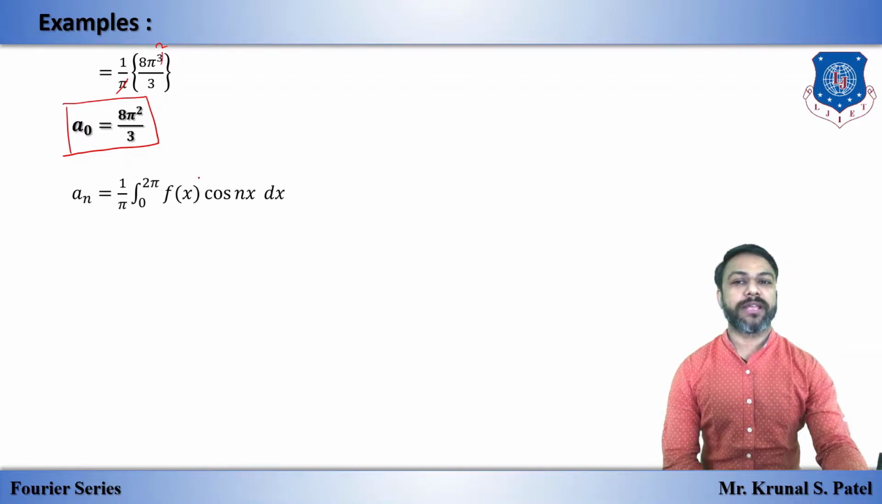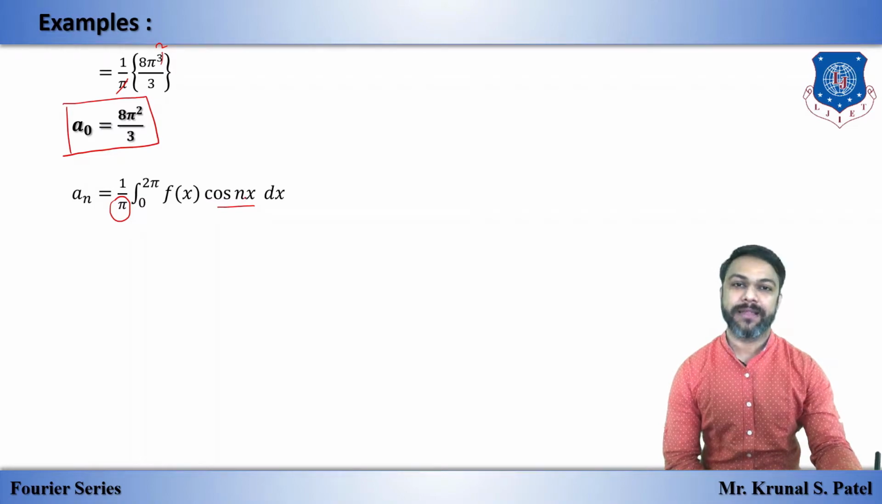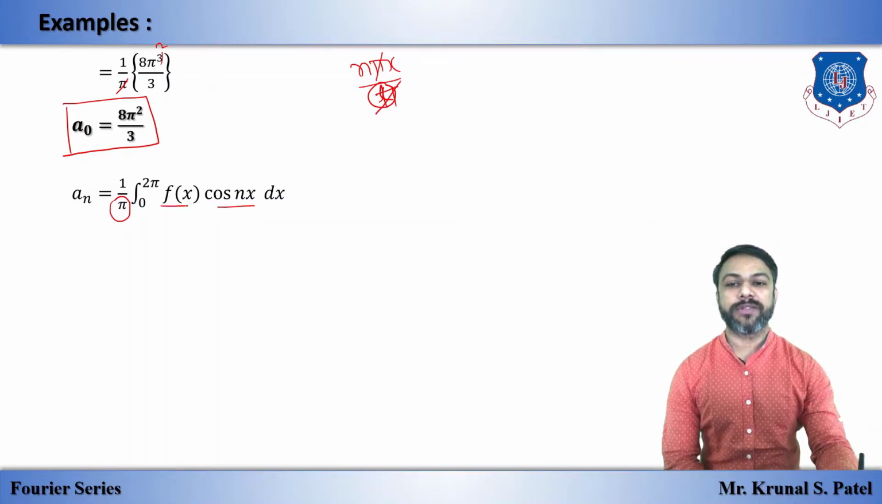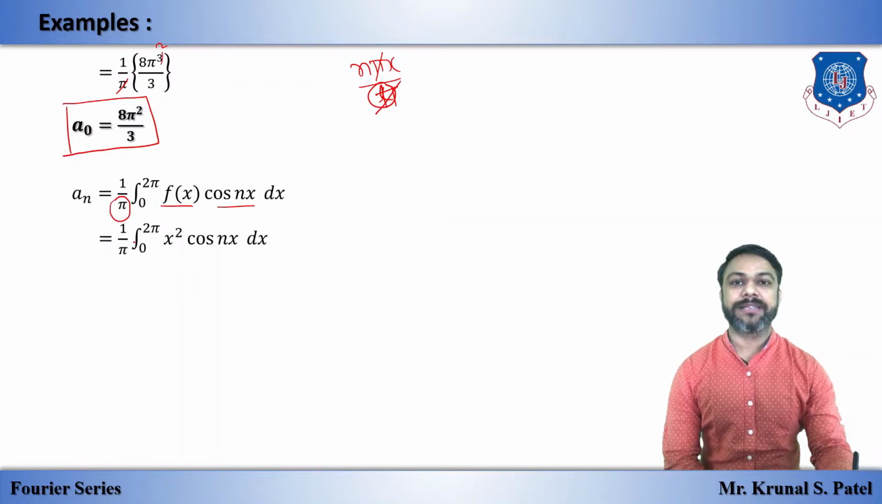Okay, so now we will start with the formula for an. What was the formula for an? 1 by L, but we know that L is pi, and the interval is 0 to 2 pi, f of x cos nx. As I told, we have to find the angle nx, so we will use nx, not n pi x by L, because the original angle is n pi x by L, but L is pi, so pi cancels and we have nx. Now we will put the value of f of x. So 1 by pi as it is, integration as it is, and the value of f of x is x square and cos nx as it is.